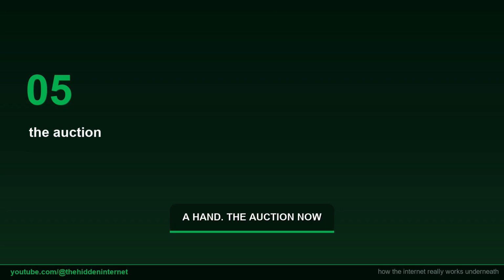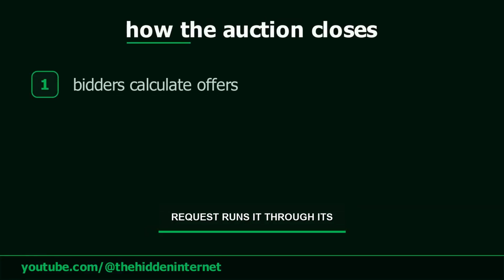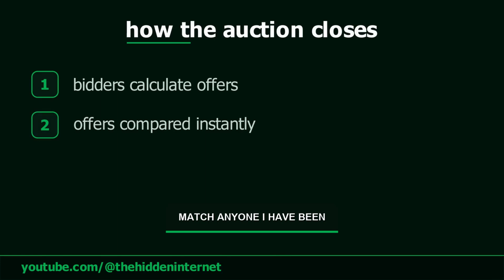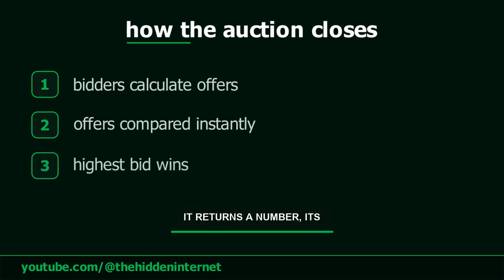The auction. Now the bidding itself. Each company that receives the request runs it through its own logic in the handful of milliseconds it has been given. It asks, does this person match anyone I have been paid to reach? And if so, how much is this one impression worth right now? It returns a number, its bid, along with the specific ad it would show if it wins.